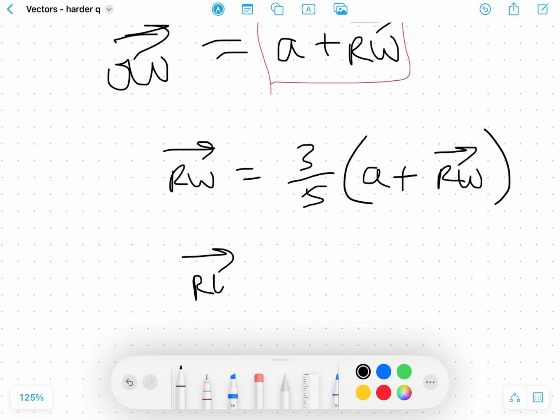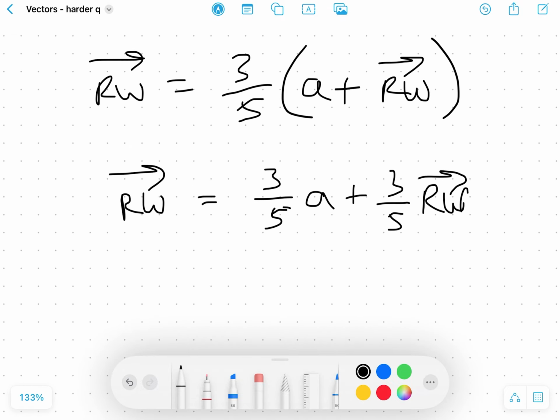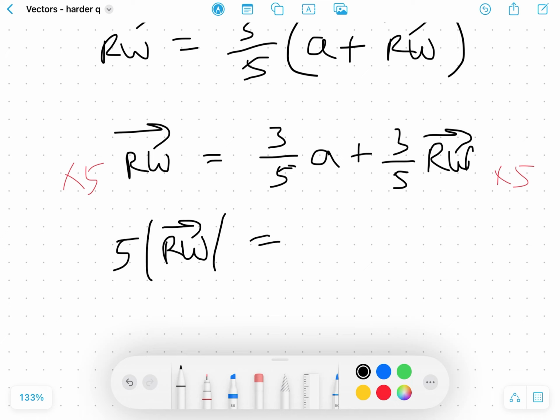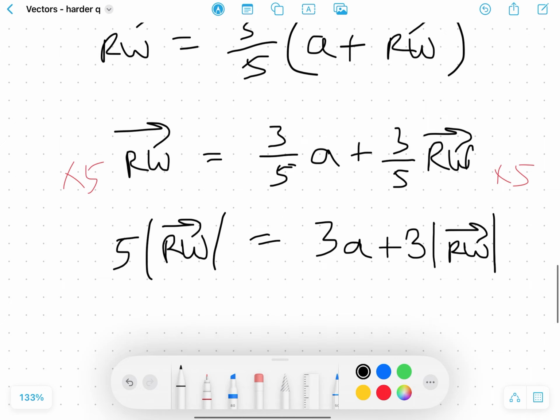So RW is equal to 3 over 5A plus 3 over 5 RW. So now if we multiply both sides by 5, we get 5 times the magnitude of RW is equal to 3A plus 3 times the magnitude of RW.